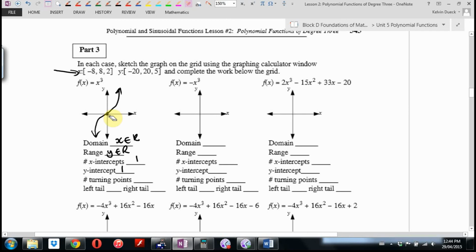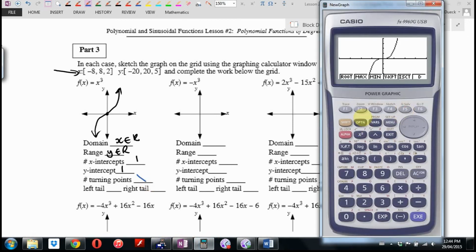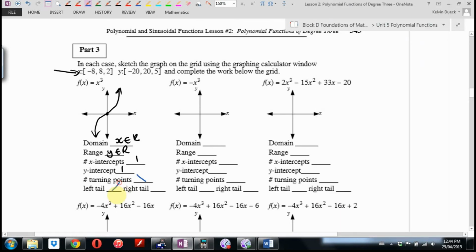How many turning points? None. There's an inflection point, but does it ever go downhill? No. In other words, if you try going G-solve max, you're going to get an error. There isn't one. Left tail goes that way. Right tail goes that way. All right? It slants off and it slants off. Is that okay, Rach? Good.